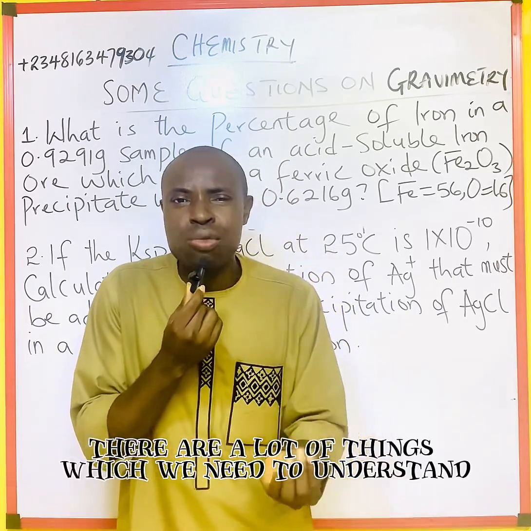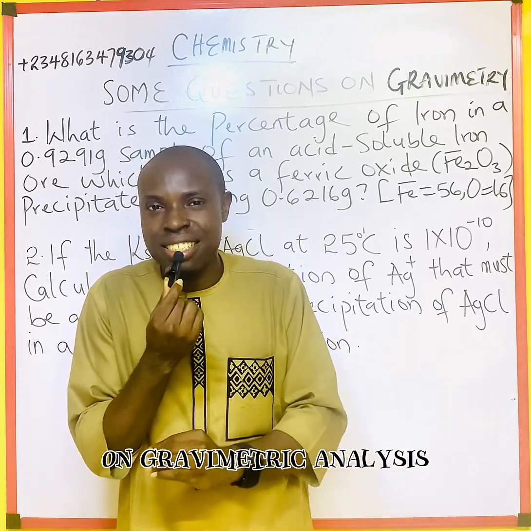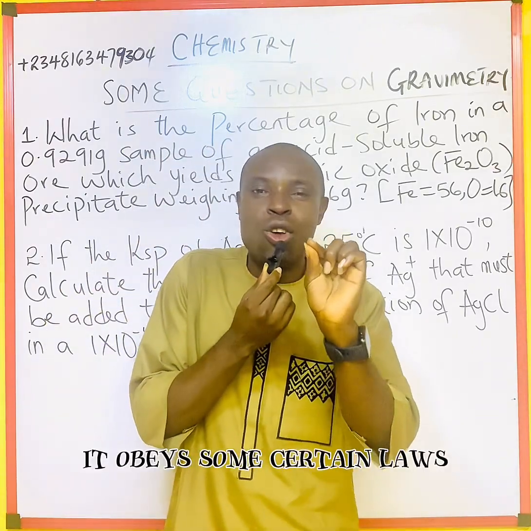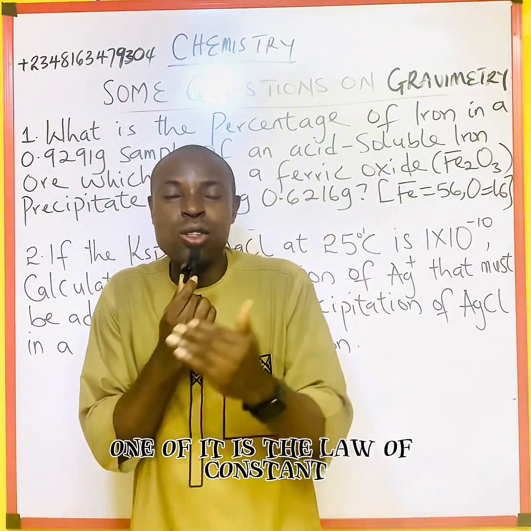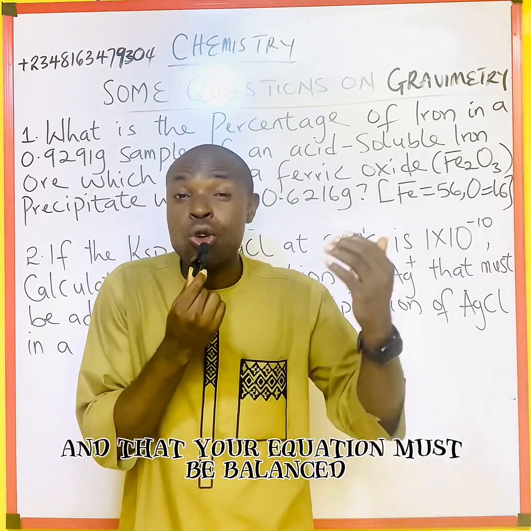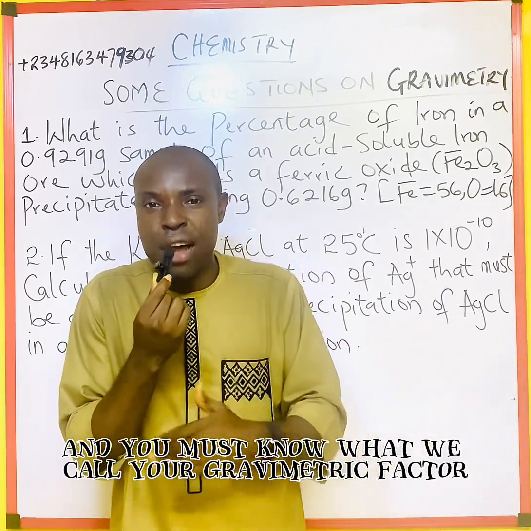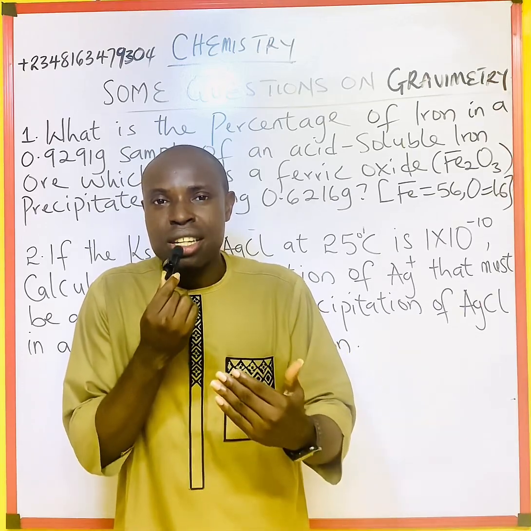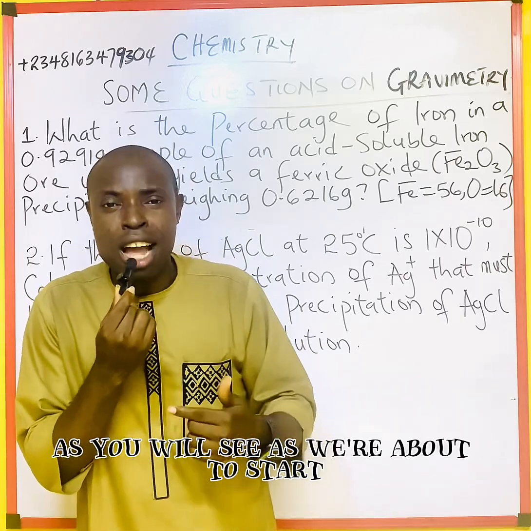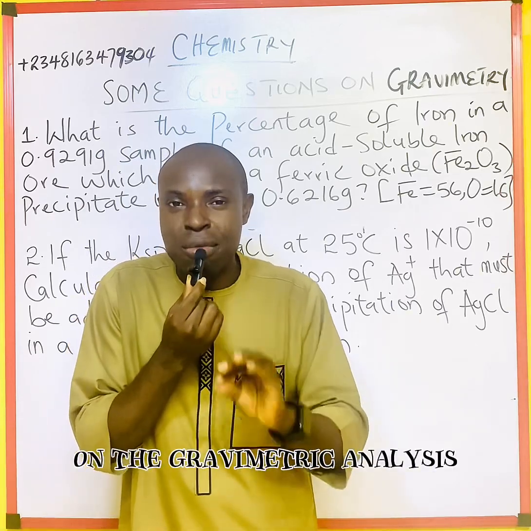So there are a lot of things which we need to understand, and that in performing calculations on gravimetric analysis, it obeys some certain laws. One of them is the law of constant or definite proportion, and that your equation must be balanced, and you must know what we call your gravimetric factor, on which the calculations that you are going to be performing depend, as you will see as we're about to start. I'll be giving you a shortcut in solving questions on gravimetric analysis.